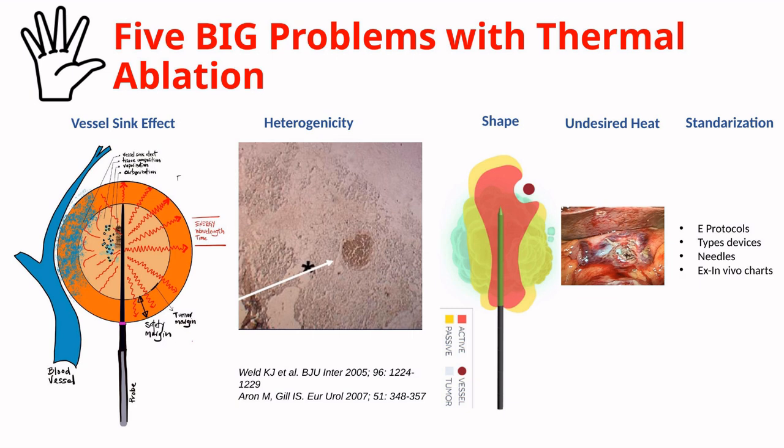But don't let us get too high with microwave ablation. We have got 5 problems with thermal ablation. 1. Near big blood vessels, we lose energy and we may not kill completely the tumor. 2. Heterogeneity in the energy deposition depending on the tumor histology. That happens more with radiofrequency. 3. Shape. Sometimes we don't create a perfect spherical ablation. 4. Heat. We have undesired heat responsible for complications. And 5. Finally, there is lack of standardization of the procedure: energy protocols, different devices, and needles, using ex vivo ablation charts.